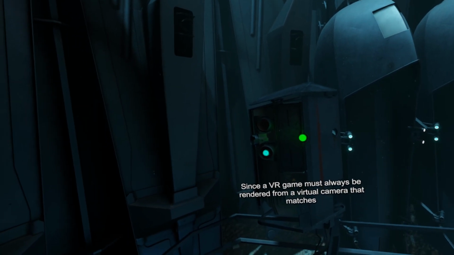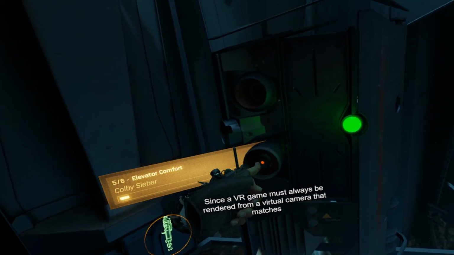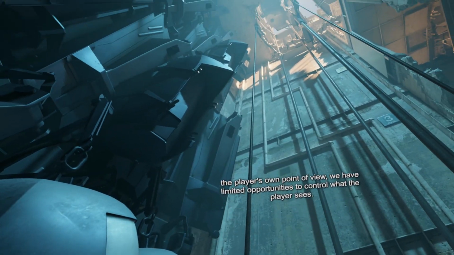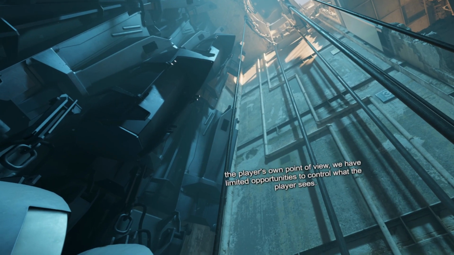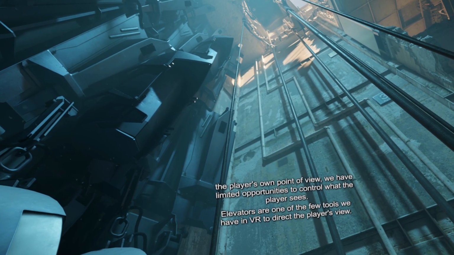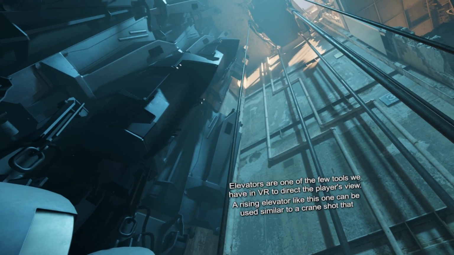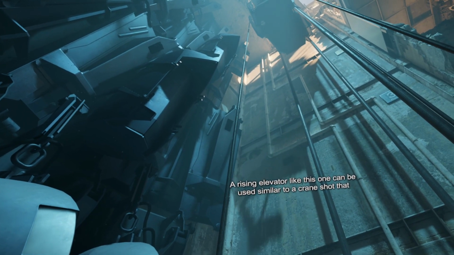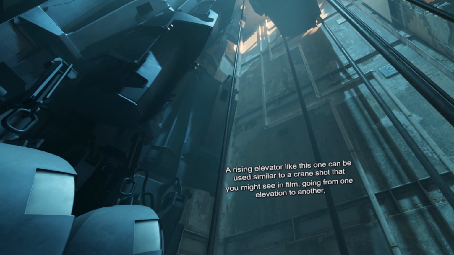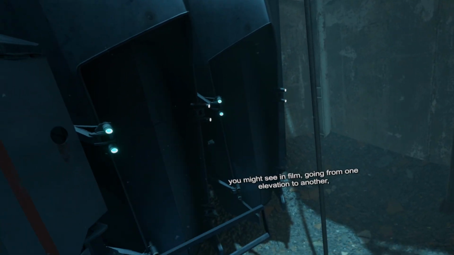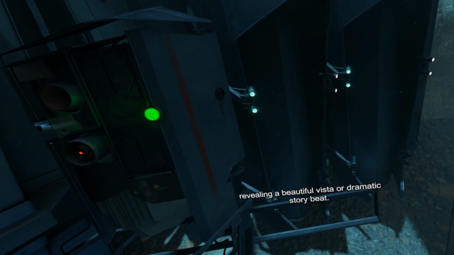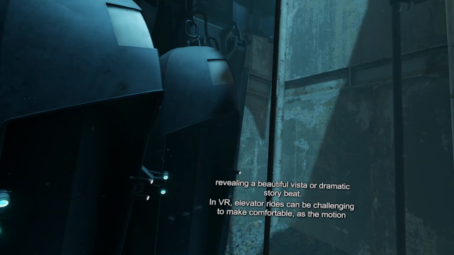Since a VR game must always be rendered from a virtual camera that matches the player's own point of view, we have limited opportunities to control what the player sees. Elevators are one of the few tools we have in VR to direct the player's view. A rising elevator like this one can be used similar to a crane shot that you might see in film, going from one elevation to another, revealing a beautiful vista or dramatic story beat.